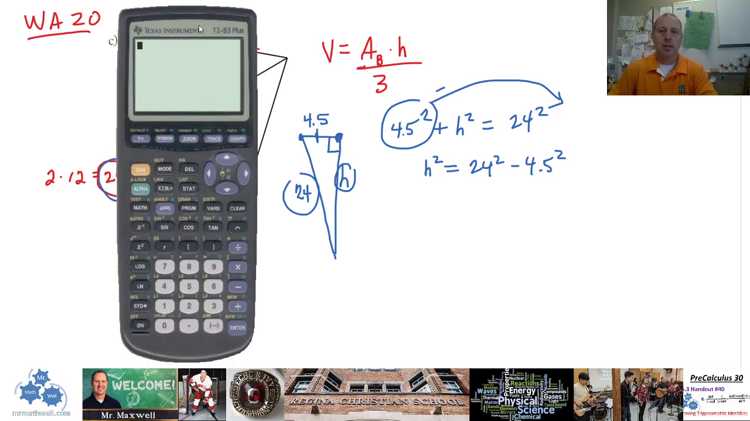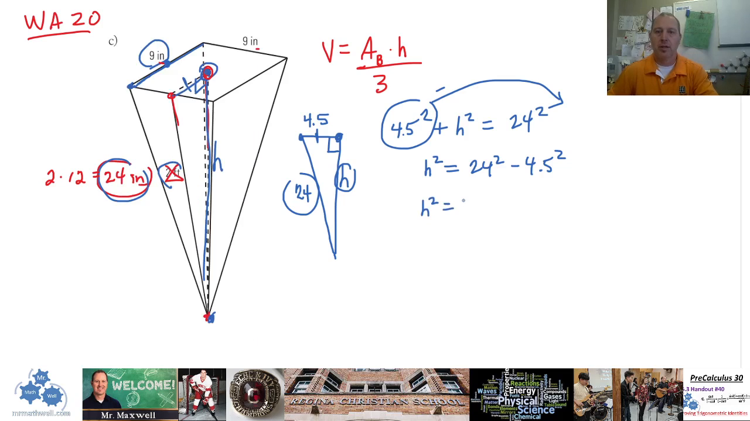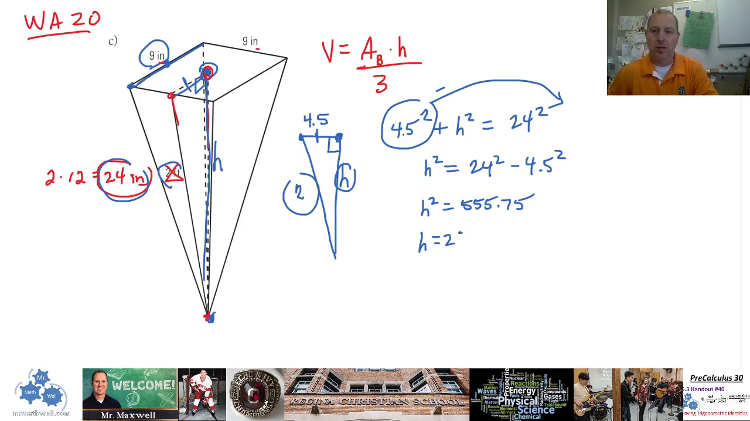Okay, so 24 squared minus 4.5 squared is 555.75. And remember, that's h squared. So we have to now take the square root of that answer. And that's going to be 23.57, or let's just say 23.6 inches. All right, so that's very important.